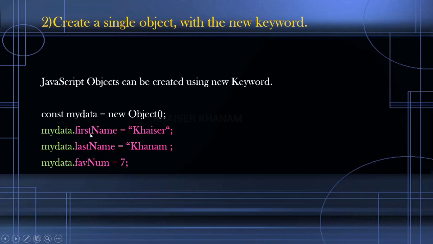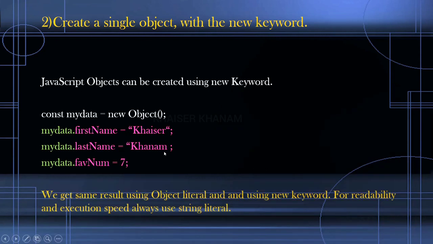My data dot, okay, we are just going to add the properties. And you see, we get the same result using object literal and using the new keyword as well. But for readability and execution speed, we always use object literal. Object literal, you have to focus more because that is very important when it compares to the new keyword. The new keyword comes into play when we are creating a constructor. That is a separate topic. We are going to see about that. But there, the new keyword is also important. When we are using a constructor, we will use the new keyword there.